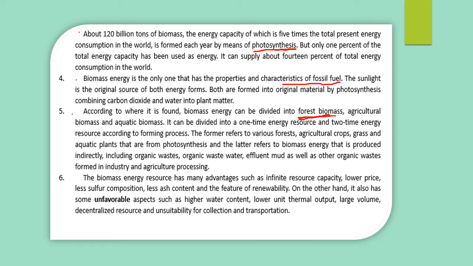as we said, from plants, agricultural biomass from crops, whatever is left behind, aquatic biomass, things in the water, living things. It can be divided into a one-time energy resource and a two-time energy resource according to forming process. The former refers to various forests, agricultural crops, grass, and aquatic plants that are from photosynthesis, and the latter refers to biomass energy that is produced indirectly, including organic wastes, organic wastewater, effluent mud.